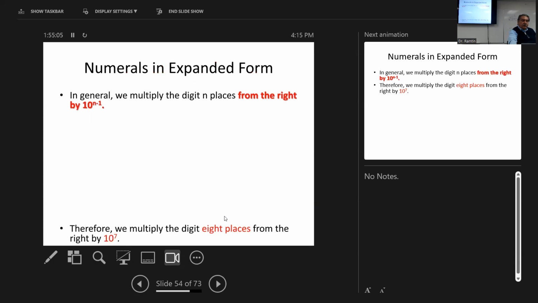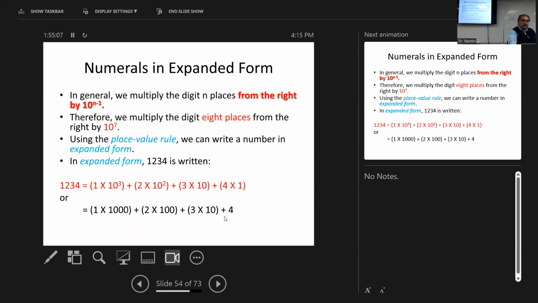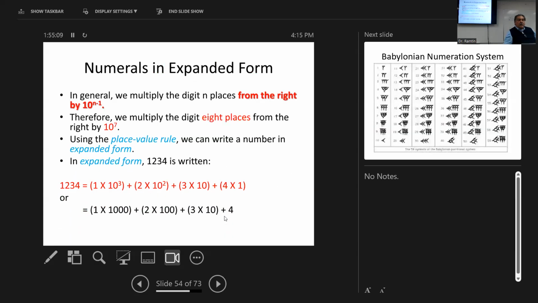Numerals in expanded form, just what I just said. So in general, we multiply the digit n places from the right by 10 to the power of n minus 1. I know this can be confusing, but the example makes it clear.